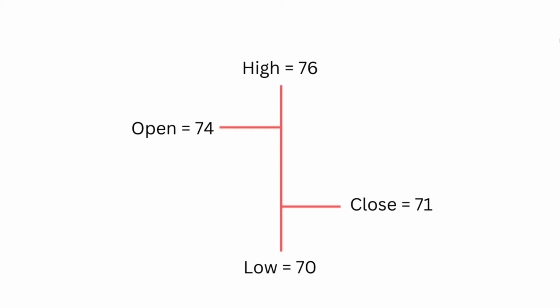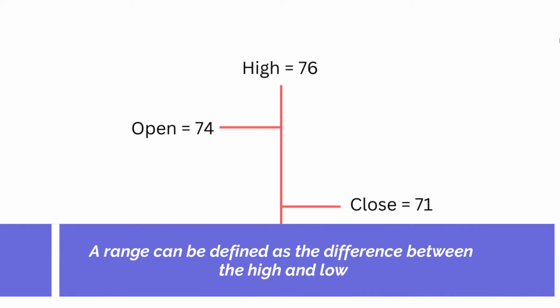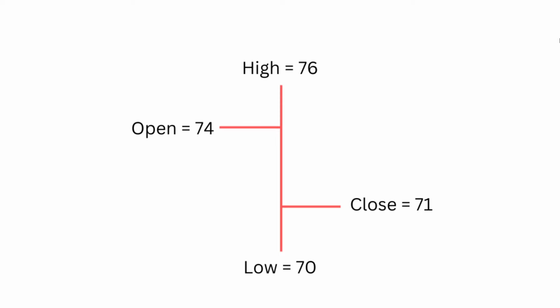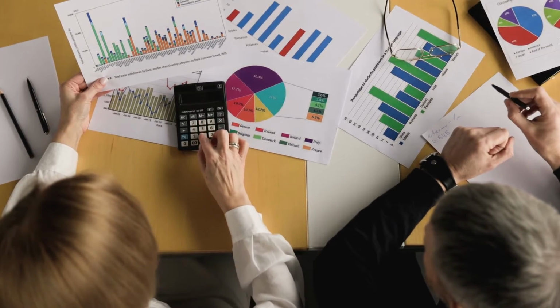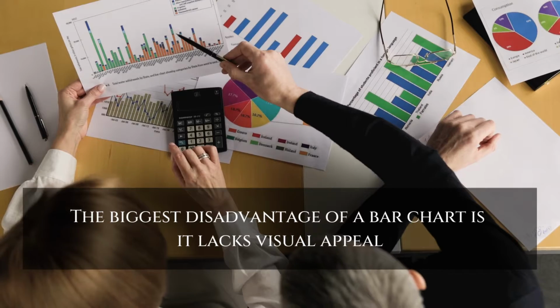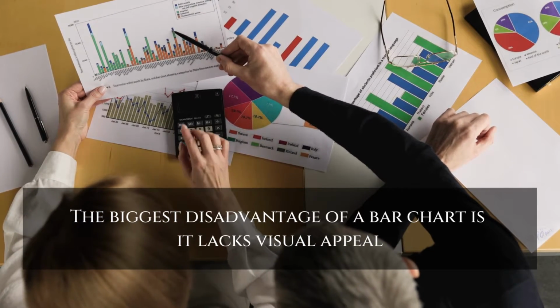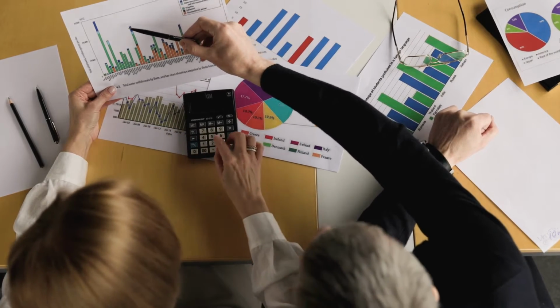The length of the central line indicates the range for the day. A range can be defined as the difference between the high and low. The longer the line, the bigger the range; the shorter the line, the smaller the range. While the bar chart displays all 4 data points, it still lacks visual appeal. This is probably the biggest disadvantage of a bar chart. It becomes tough to spot potential patterns brewing when one is looking at a bar chart.